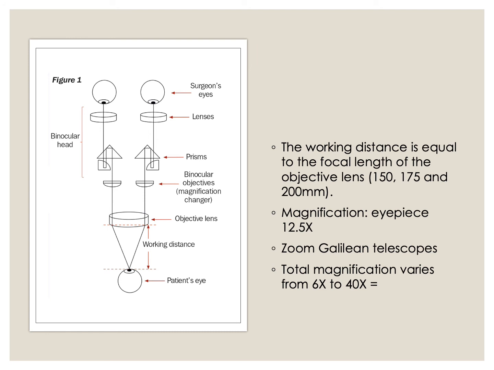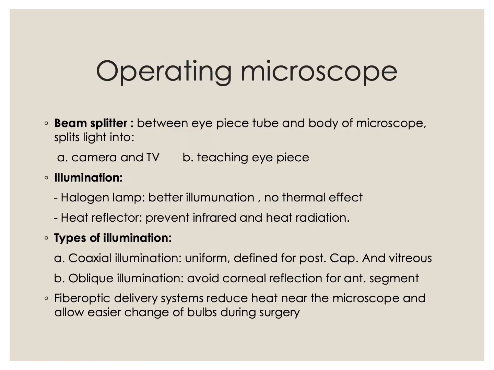The working distance of the operating microscope is equal to the focal length of the objective lens, and it can be changed to either 150, 175, or 200 millimeters. The magnification is equal to the magnification of the eyepiece, which is 12.5 times, combined with the magnification of the Galilean telescope. So we can get a total magnification that is variable from 6 times to 40 times.